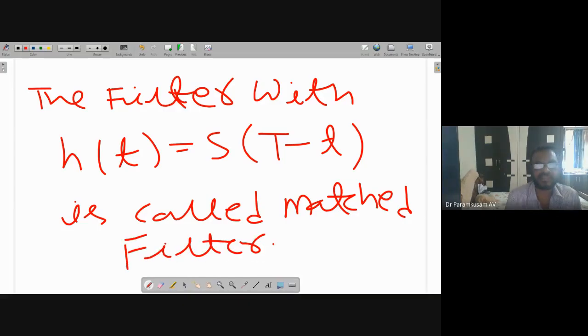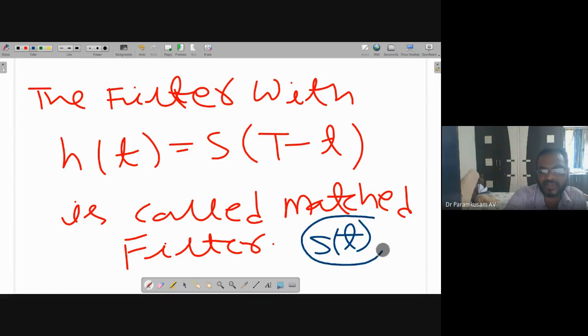Matched filter antaru. Which is also called the optimum filter. Why is it called a matched filter? See, the signal which is applied to the filter is S of t.